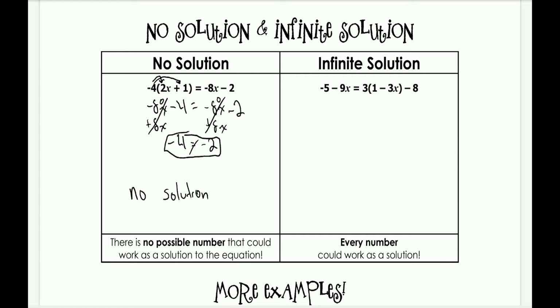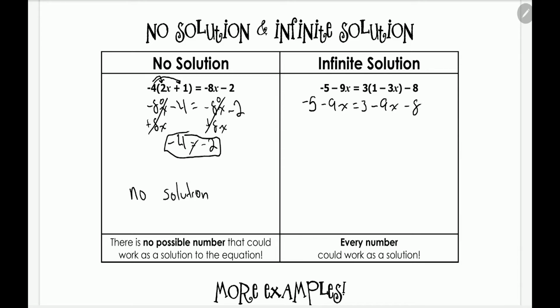So let's look at the infinite solution. So let's see. Let's start solving this. So we have negative 5 minus 9x is equal to 3 times the quantity 1 minus 3x minus 8. Okay, so first thing we have to do is distribute. So we have negative 5 minus 9x is equal to 3 times 1, which is 3, and then 3 times negative 3x, which is negative 9x, minus 8.